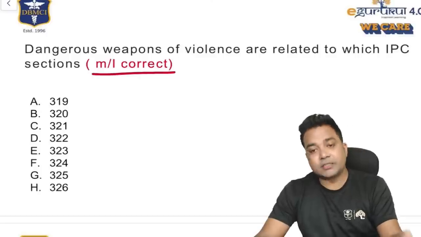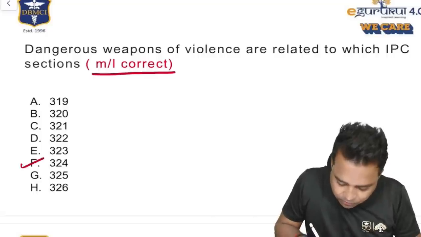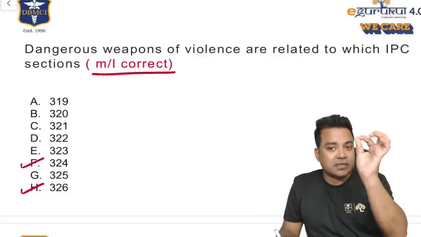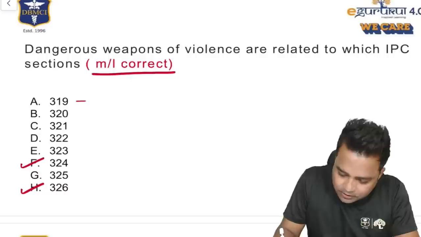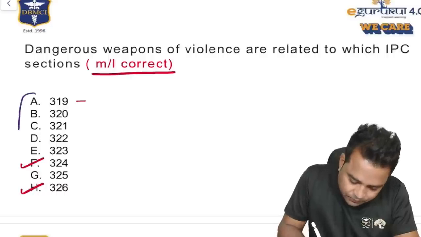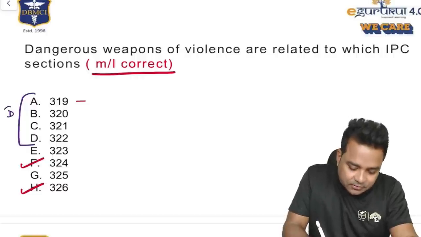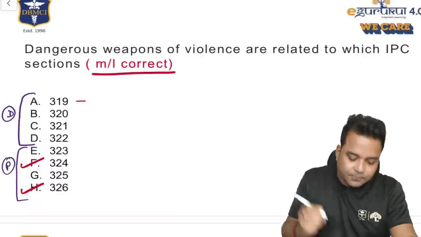Dangerous weapon of violence are related to which IPC section? The correct answer goes with 324 and 326. Let us do a quick recap, at least the keywords. 319 IPC defines. So always remember these four sections. The first four, A, B, C, and D, are definition sections. And E, F, G, H, they are punishment sections.